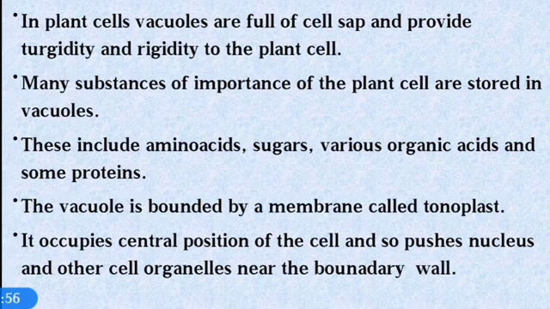Then, many substances of importance to the plant cells are stored in the vacuoles, since vacuoles are storage sacs for solid or liquid contents. These include amino acids, sugars, various organic acids and some proteins.